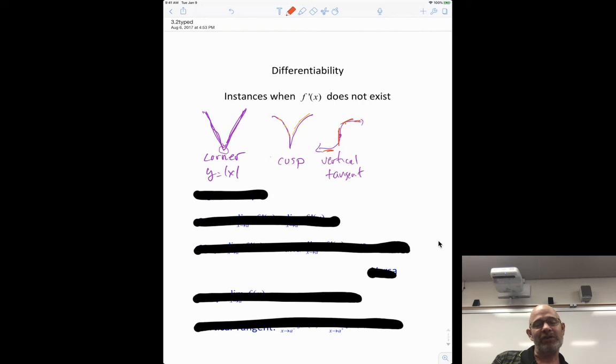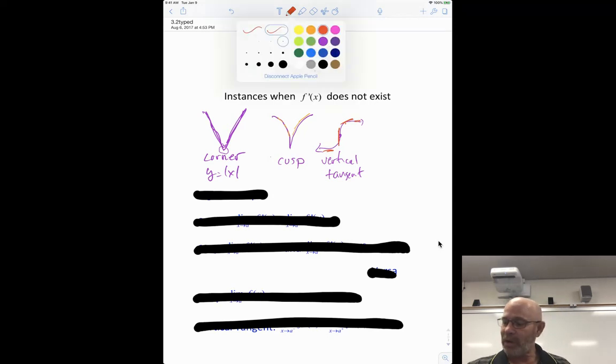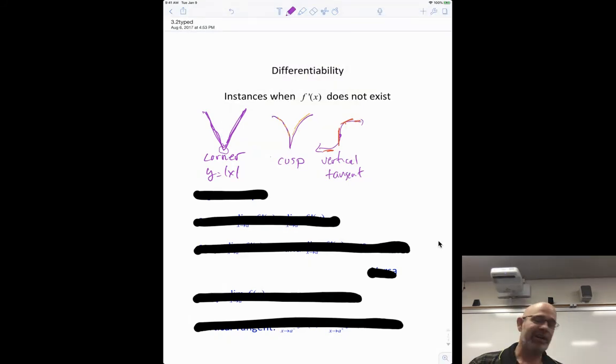So if there's a vertical tangent, there's no derivative, okay? And then the fourth one, I'll go back to is just what we call a jump issue. So anytime you have a graph that jumps, there is no derivative at that point. And I hope that's obvious, because where do I draw the tangent line?